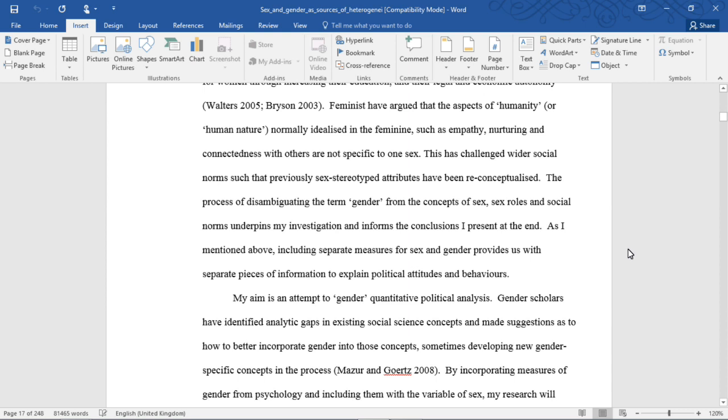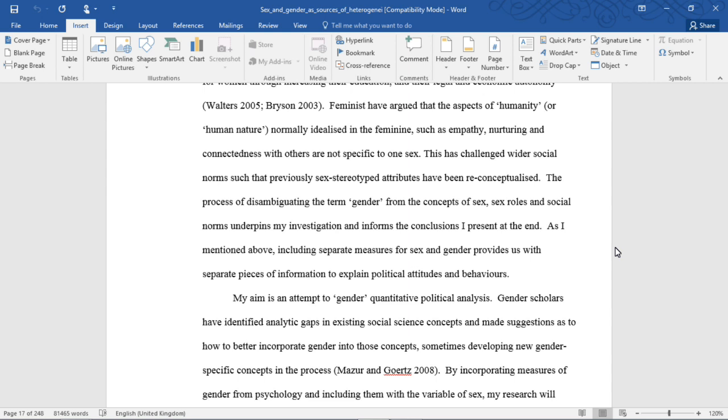Feminists have argued that the aspects of humanity or human nature normally idealized in the feminine, such as empathy, nurturing, and connectedness with others, are not specific to one sex. This has challenged wider social norms, such that previously sex-stereotyped attributes have been reconceptualized. The process of disambiguating the term gender from the concepts of sex, sex roles, and social norms underpins my investigation and informs the conclusions I present at the end.